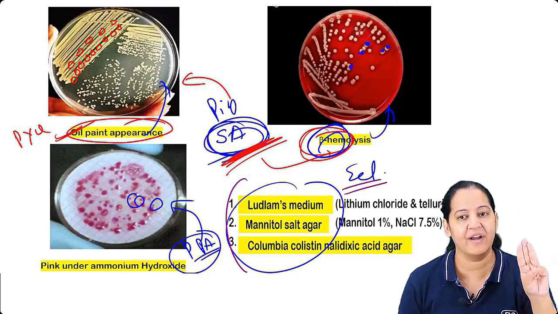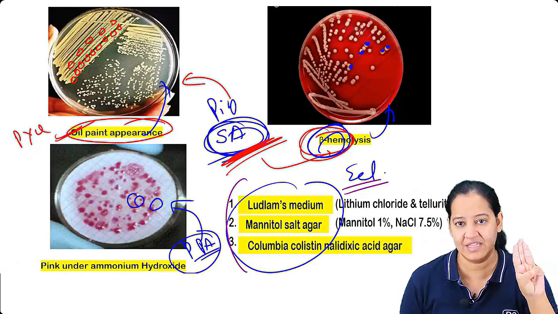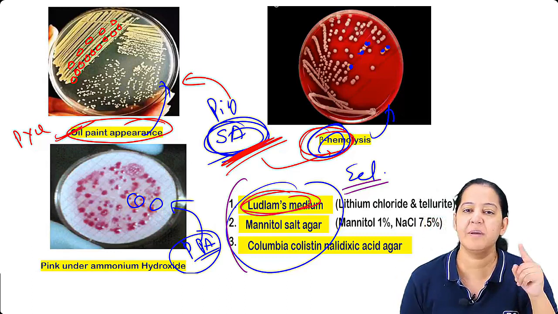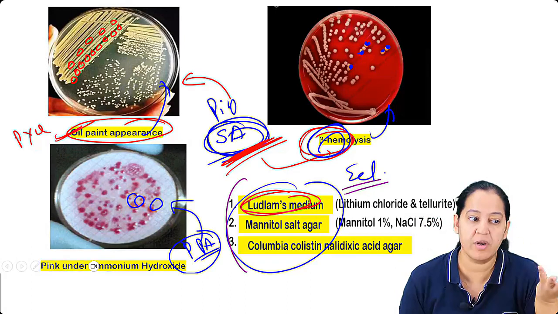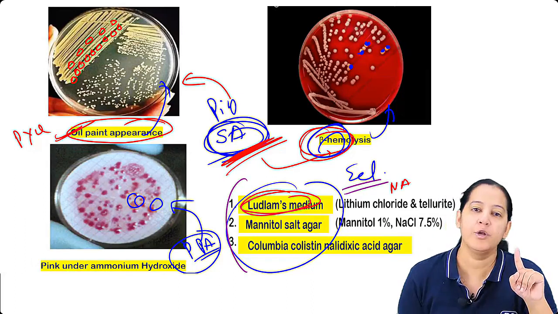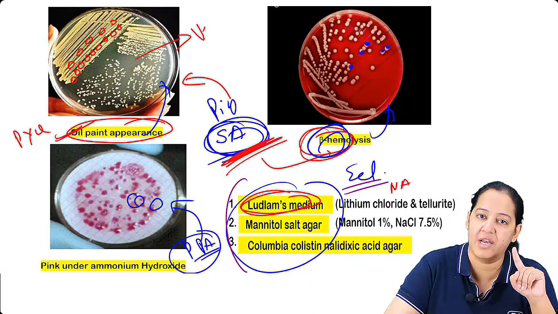So selective media are 3 here. कितने हैं? 3 हैं. There are 3. The first is the Ludlam. You will say, मैम ये Ludlam क्या होता है? मतलब क्या? Ludlam तो name of scientist है, भाई जिसने उसको बनाया है. तो Ludlam में न्यूट्रिएंट अगार ले लो. न्यूट्रिएंट अगार को मैं वेज थाली बोलती हूँ. वेज थाली फॉर द बैक्टीरिया.